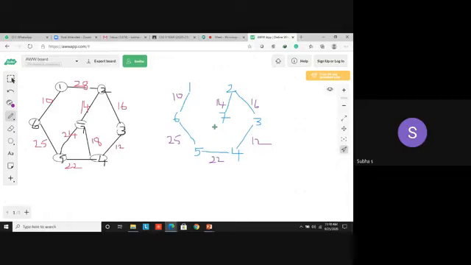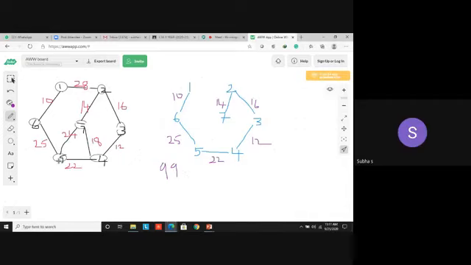So 25 plus 10, 35. Then plus 22, 57, plus 12, 69, plus 16, 85, plus 14, 99. So the cost of this minimum spanning tree is 99. This is the MST. This is the resultant spanning tree and the cost here is 99.